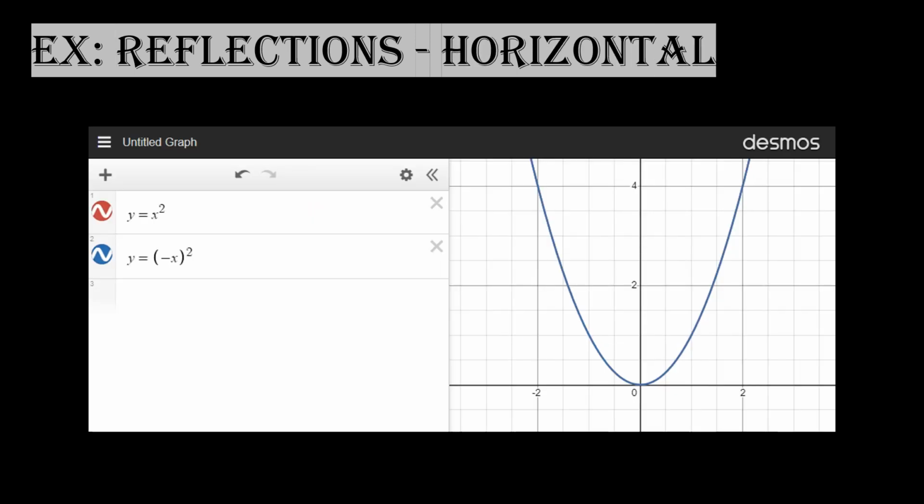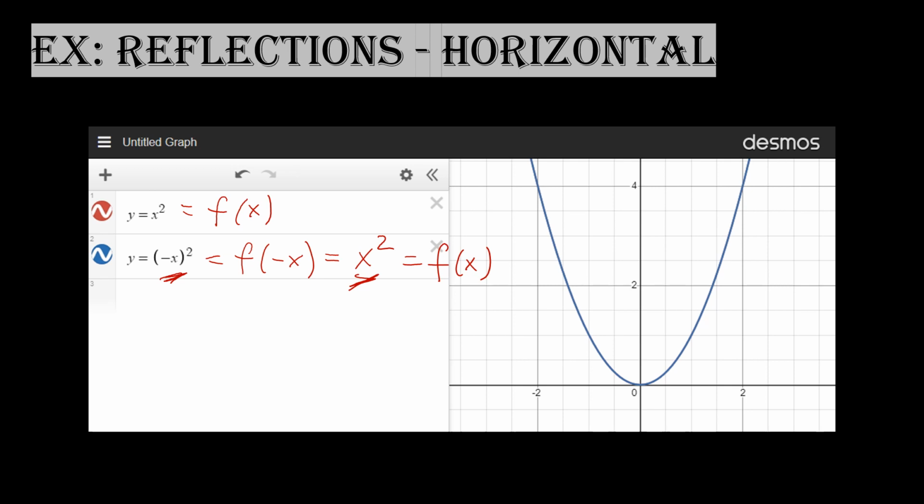And we can't really see horizontal reflections with this parent function. The reason why is because f of negative x is just equal to f of x. So again, negative x squared is just the same as x squared. So these two functions are going to overlap.